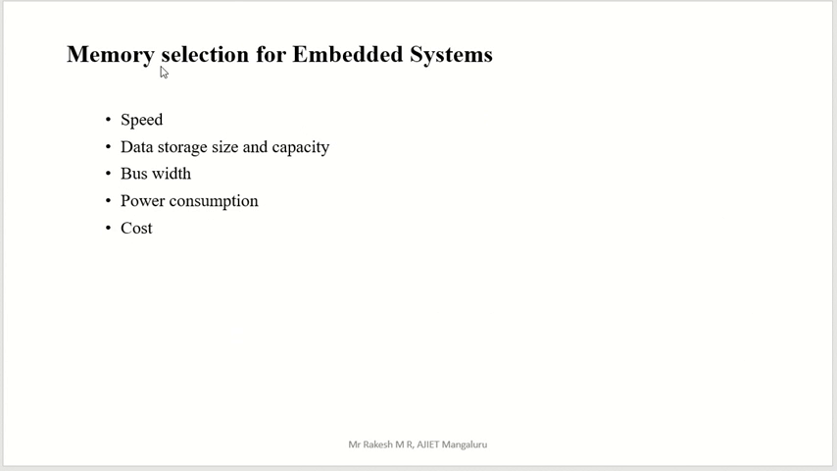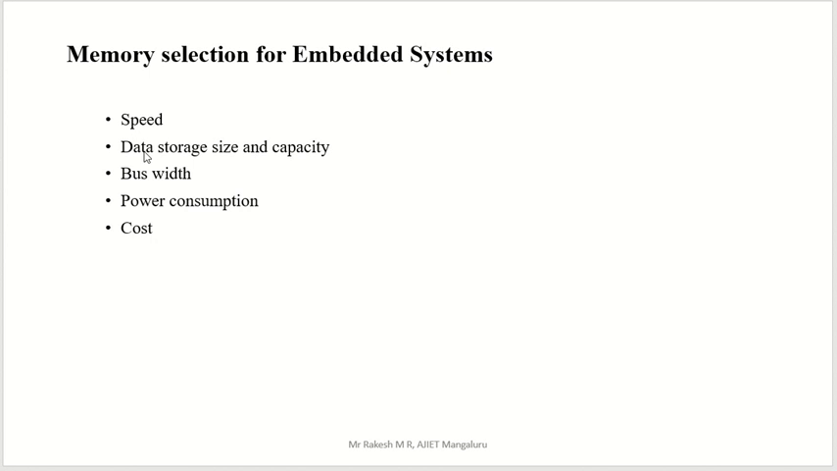In order to select memory for an embedded system, that decision we can make by using these factors. Memory selection for embedded system, these are the factors for memory selection. What are the factors? First one, speed. Speed should be high. Select memory with high speed.